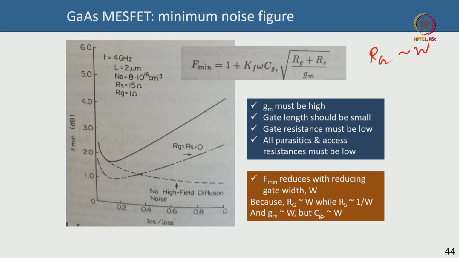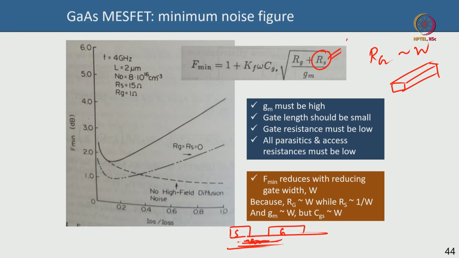Why? If you recall the discussion we had, this is your gate metal, by the way. Rs is about the channel: you have a gate here, you have a source here, and this is a channel. So this resistance is in the channel, that is why it is a channel resistance, and that is why it drops as 1 by W.